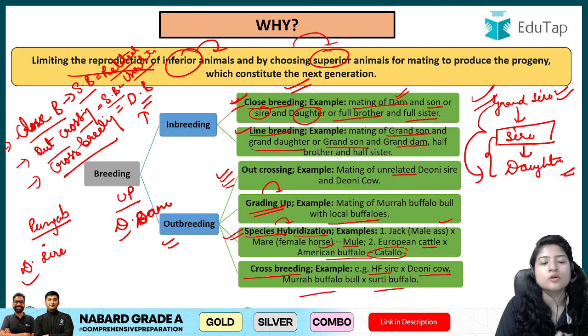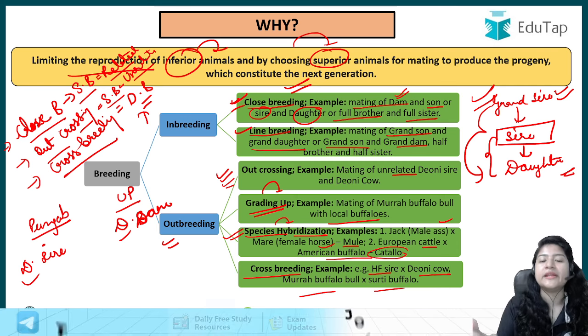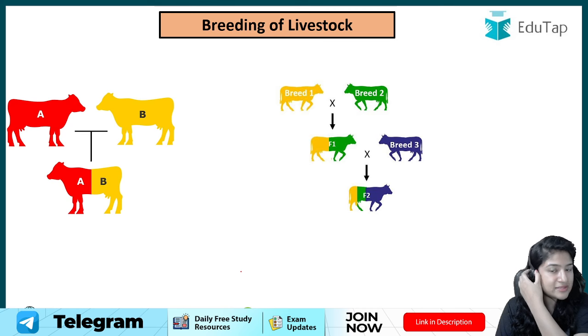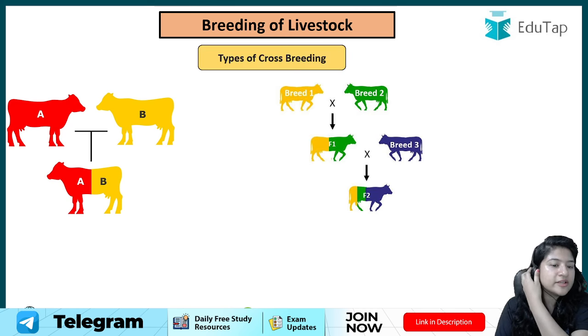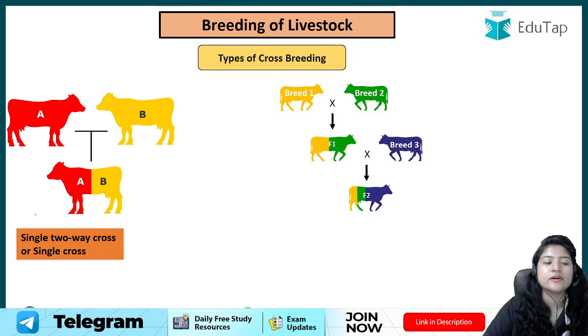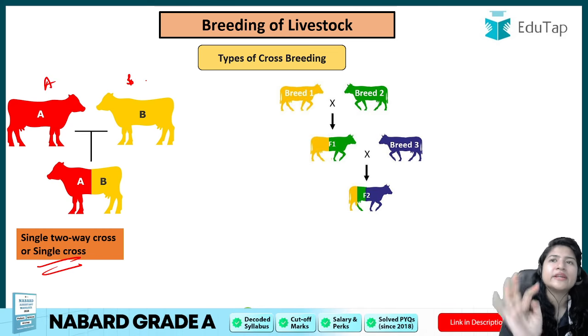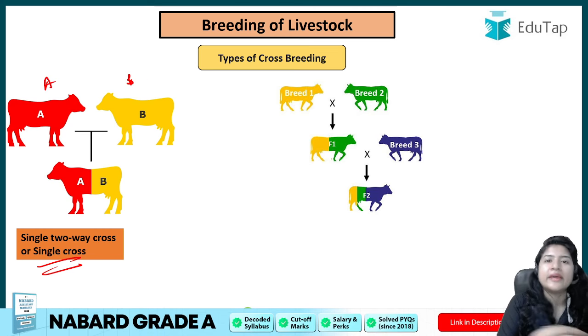ठीक है, तो this is known as your cross breeding, and this is the one that was asked in the examination because it can be of different types. ठीक है, अब types of cross breeding को देखें, तो सबसे पहले we have single two-way cross, इसको single cross भी बोलते हैं. What is this? When two breeds, ठीक है, अब जैसे A और B breed है, it can be anything. Again, it can be Holstein Friesian Deoni, it can be Sahiwal Red Sindhi, any but different breeds.